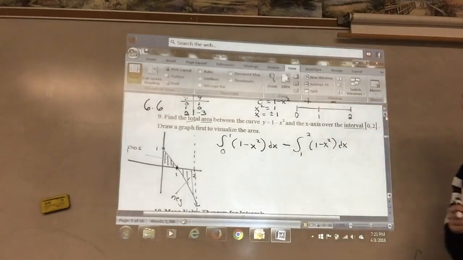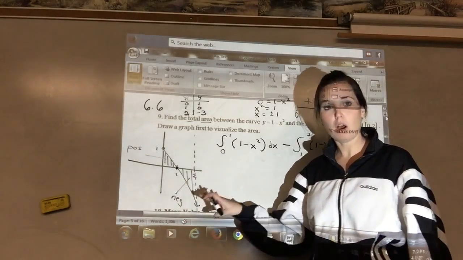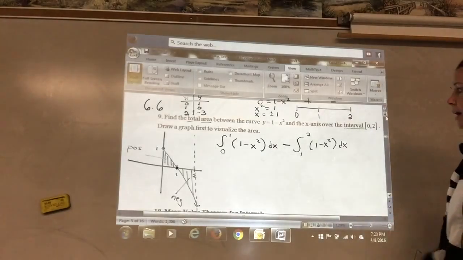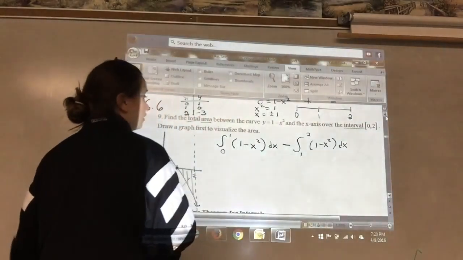Okay, so basically, when they ask for the total area, you need to find out if you're dealing with any negative region. If you are, you need to turn that positive and then add it all up. Okay? And to turn it positive, you can simply use the opposite symbol. Okay, so let's just do this problem then.